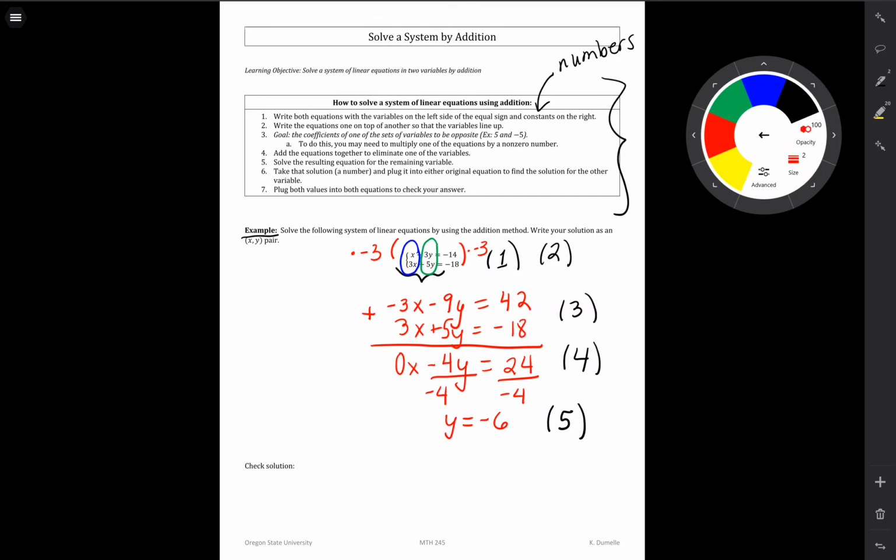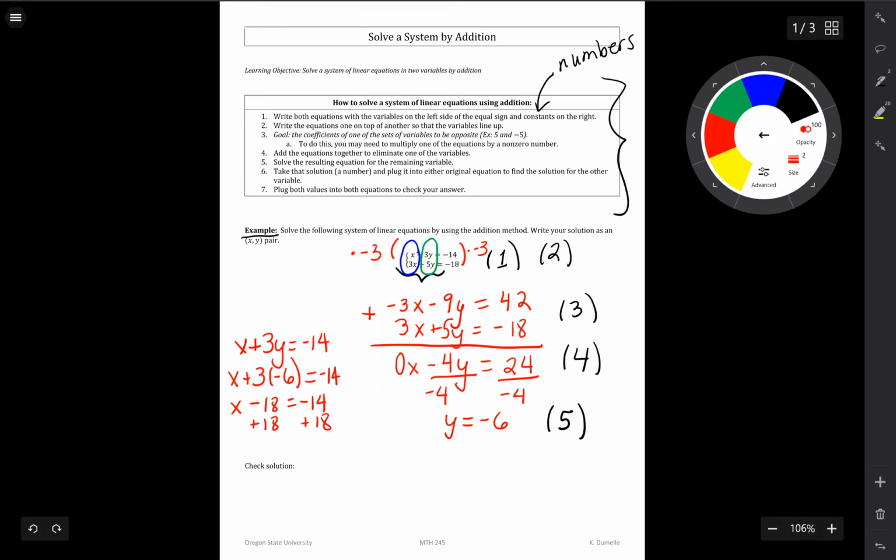My first equation said x plus 3y equals -14. This gives me x plus 3, and then I can plug in the y value that I just found. Y is equal to -6 equals -14. So I have x minus 18 equals -14. If I add 18 to both sides, I get x is equal to 4.